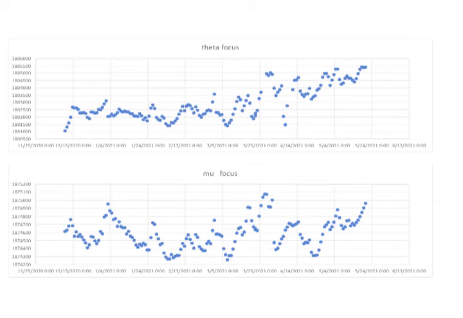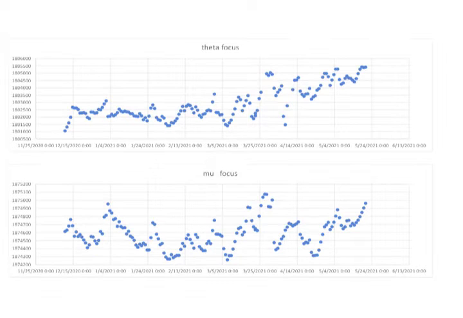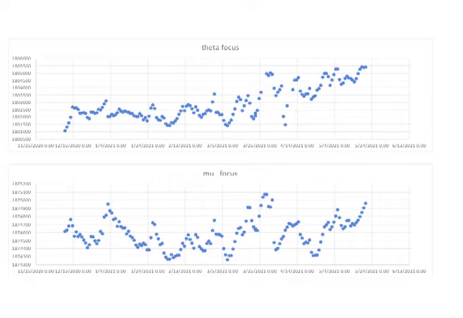The period here is from December 2020 to about May 2021. And every point represents an average of about 1,100 numbers. This is all done with Python.